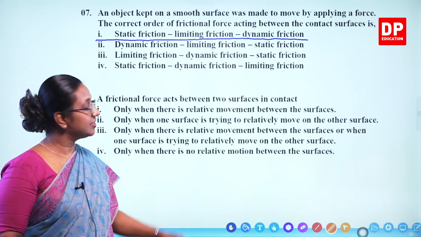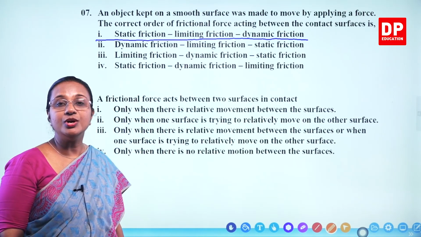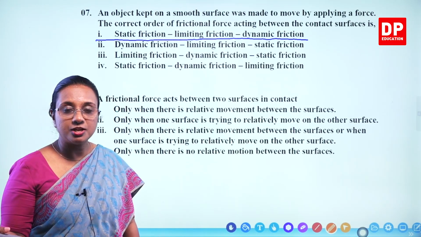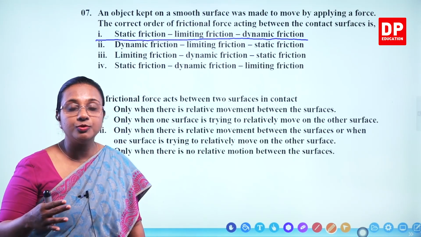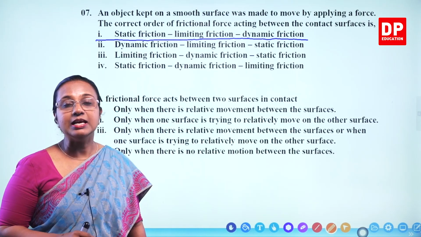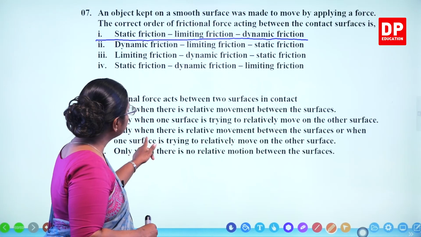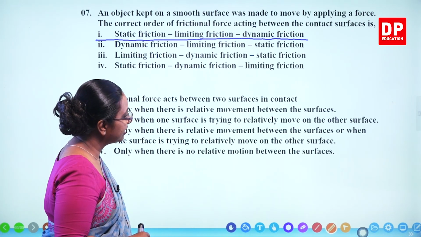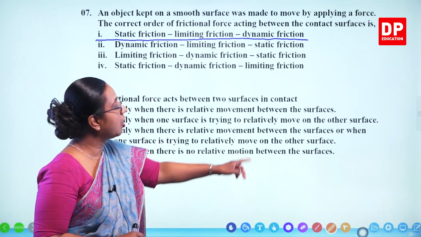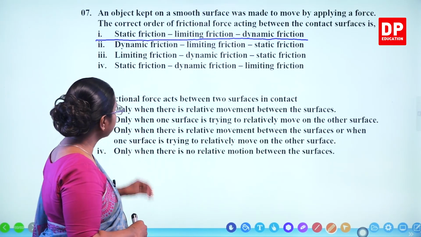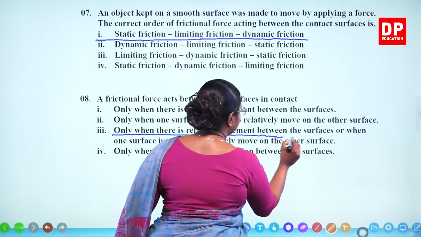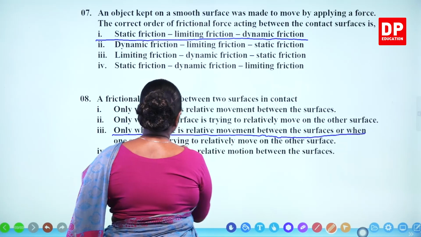If you remember, students, we started off the lesson with these two examples. When an object is moving, there is frictional force. When an object is trying to move, there is frictional force. So, both instances have to be considered. Only when there is relative movement between the surfaces or when one surface is trying to relatively move on the other surface. So, this answer is the relevant answer. We will underline that, the third answer.